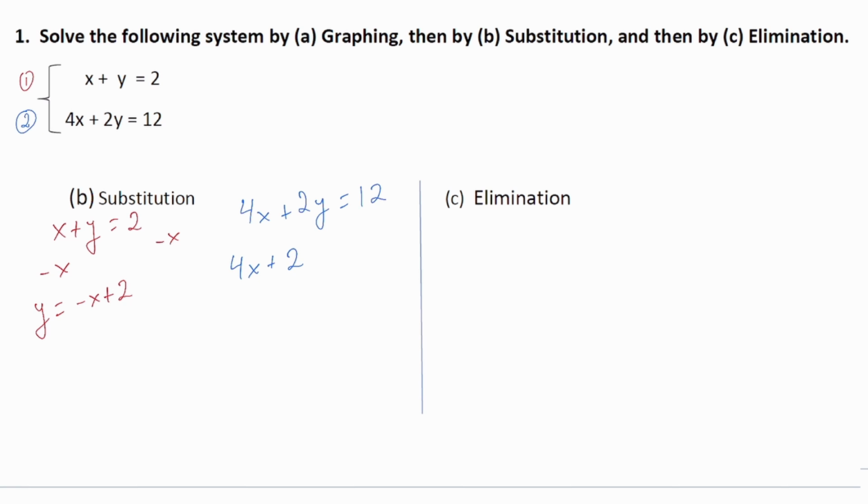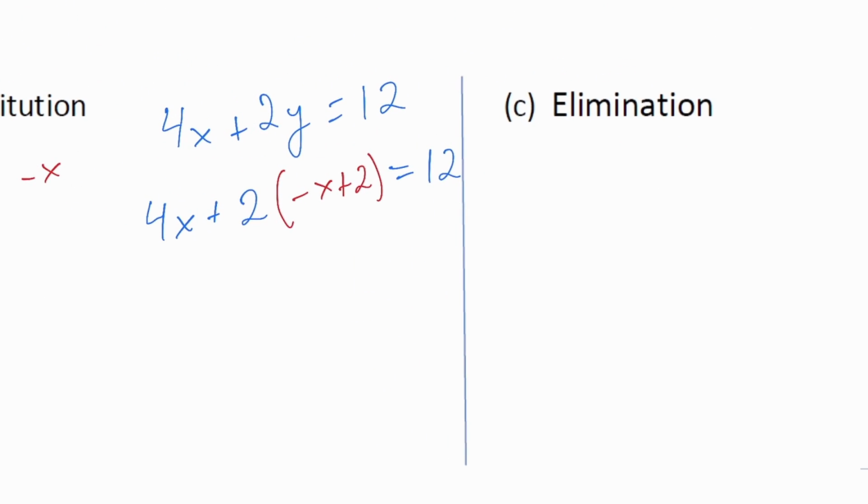So let's do that. 4x plus 2, and then we're going to put some parentheses here. Negative x plus 2 equal to 12. It's actually really important to make sure that you have these parentheses here because we're multiplying by all of the value of y. Well, y is worth all of this, not just part of it. So we want to make sure that we distribute that 2 across everything that y is equal to. Zoom in to make this a little bit easier to see here.